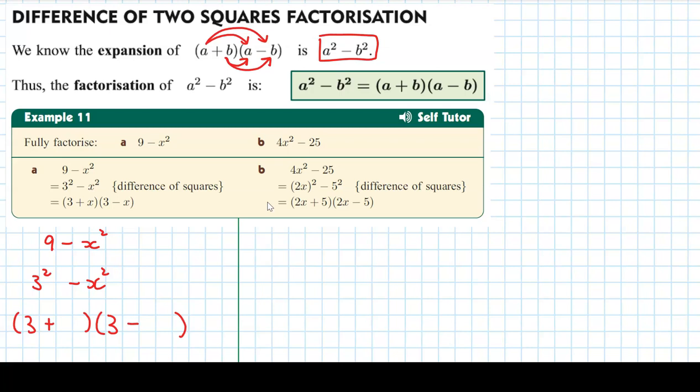And in fact, it actually doesn't matter which order you put those in, but we generally put the plus first. And the second term is the x, so that just goes there, and that just goes there. And you can always check your answer by re-expanding that. If you go through that, you get 3 times 3, which is 9. Take 3x plus 3x, which cancel each other out, those two. And then we'll get minus x squared. So we've got 9 take x squared, just to check we've actually got the right answer.